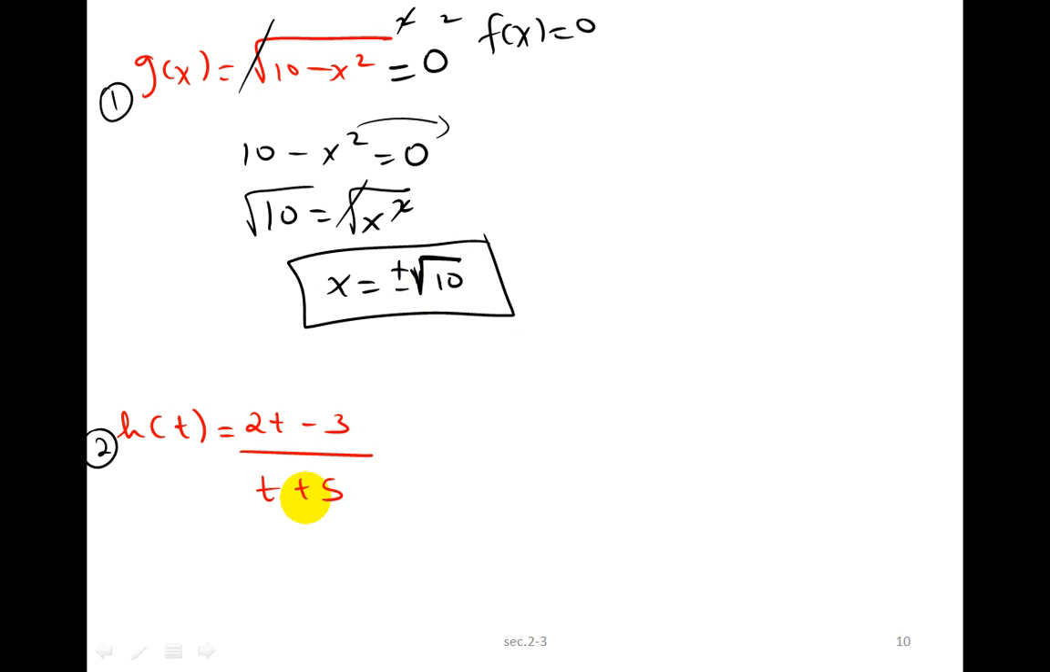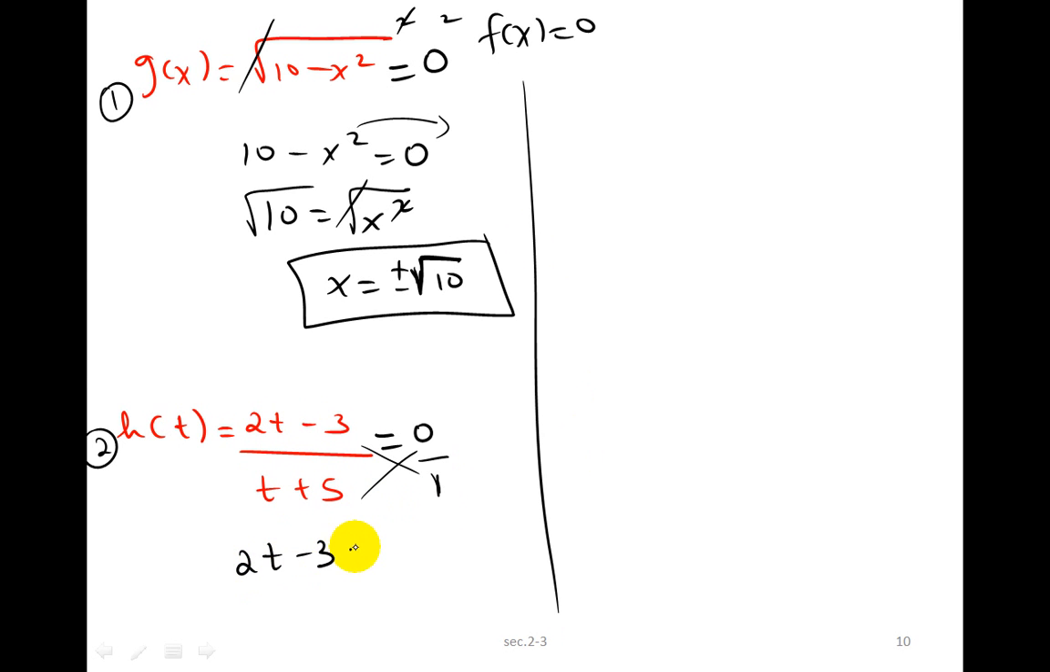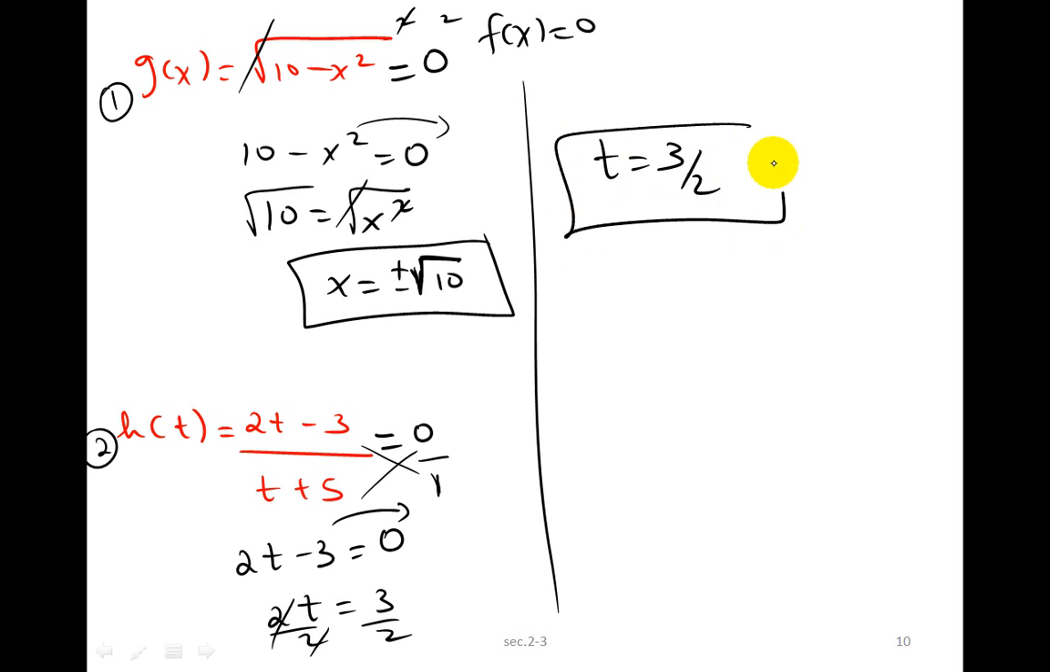Good. Second question, again you have to make it equal to what? 0. And you can cross multiply here, assuming that it's 0 over 1. So if you cross multiply, 2t minus 3 times 1 will give you just 2t minus 3, and t plus 5 times 0 will give you what? 0. Bring the 3 back. 2t equals 3. Divide both sides by 2. So t equals 3 over 2. So this will be your solution. Good.